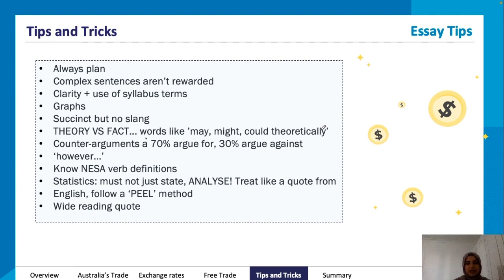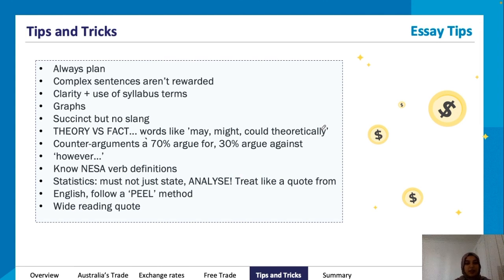Theory versus fact. So words like may, might, could, theoretically, this idea of counter arguments as well. So 70% argue for, 30% argue against. So think about where you stand or what your stance is in that essay question, and then go from there. However, you can have a however statement, and that can help differentiate and have those two sides there.